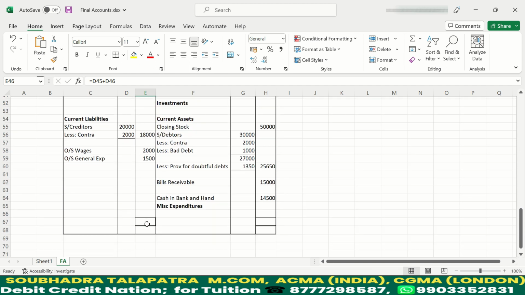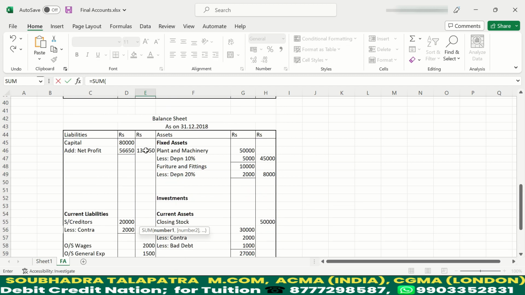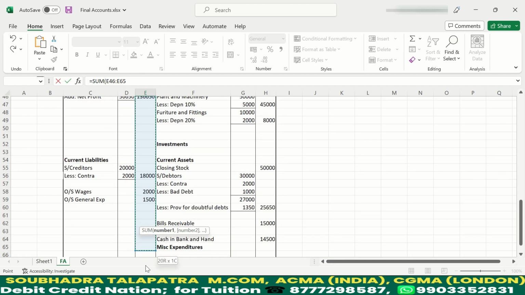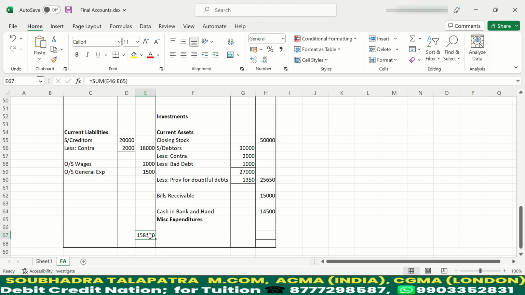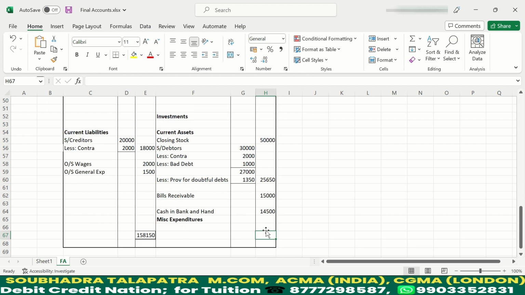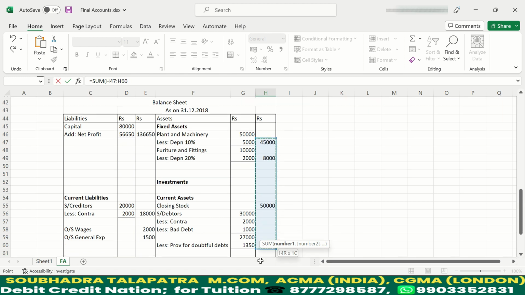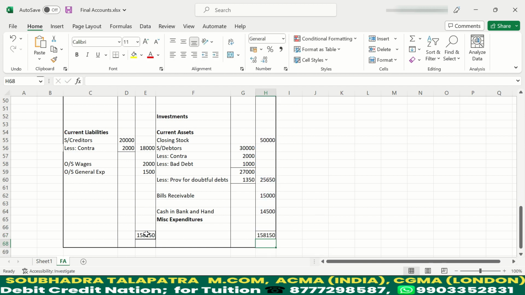So if I do a summation of my liability side, it is the sum of all these. This is the total of my liability side. Let's see whether my asset side tallies or not. So the same formula I'll add here, equal to sum of all these. Yes, both of them are now tallying. So this is how you do final accounts.